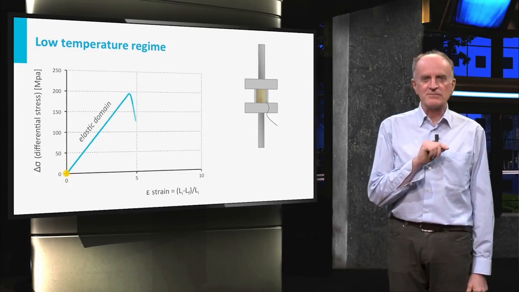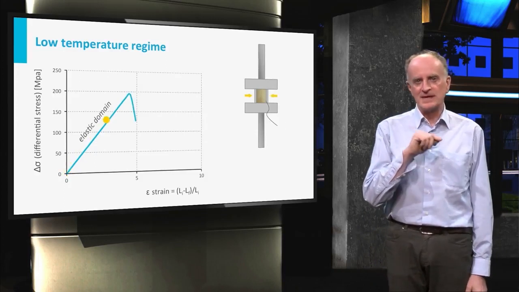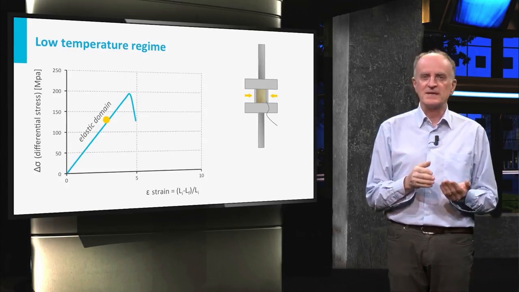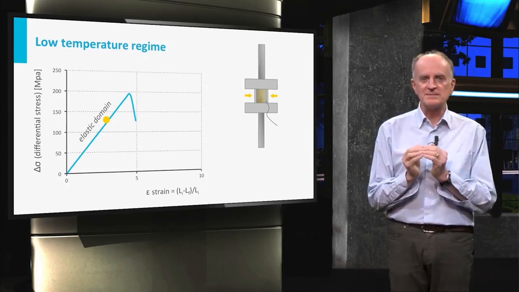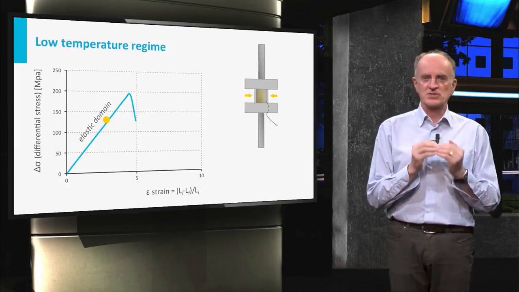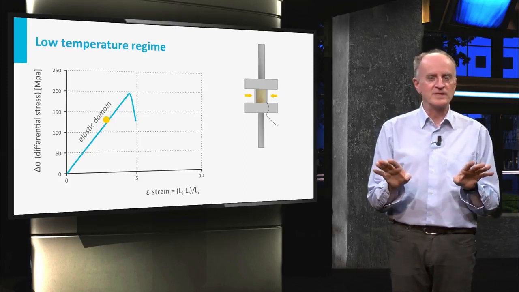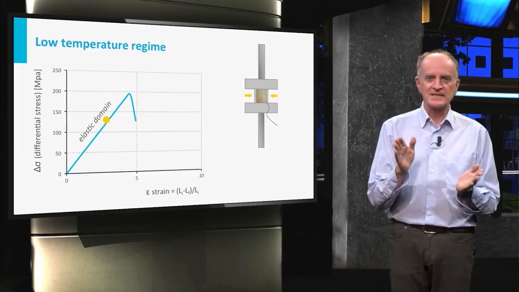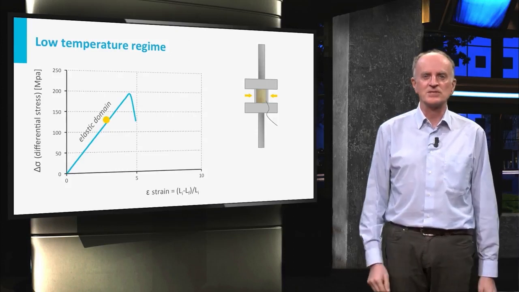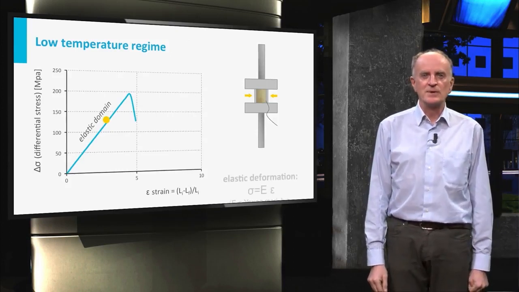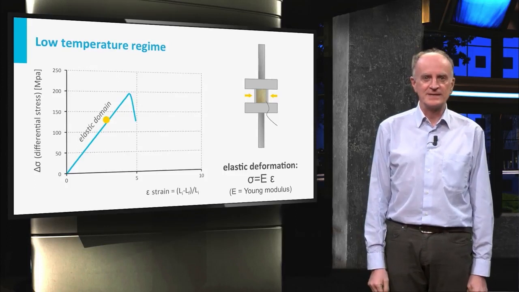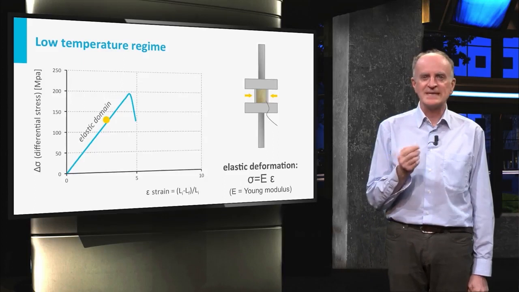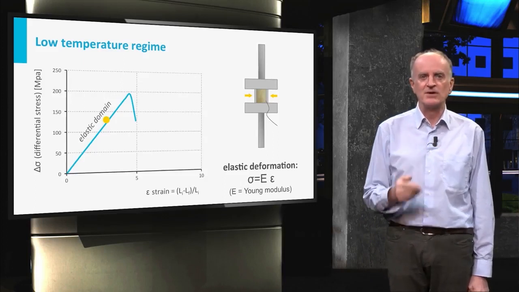In the initial stages of the experiment, you can see a linear relationship between applied stress and strain. This means that deformation can only occur if the stress keeps increasing. If you stopped the experiment here, no further deformation would occur. If you removed the stress completely, the sample would go back to its original shape and size. We call this the elastic domain. Stress-strain relationships are described by Hooke's law, which states that the strain is a linear function of the applied stress.